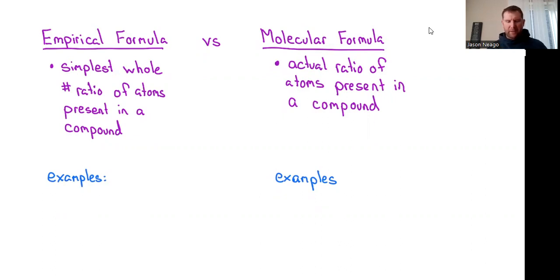So before we get into the calculation piece, let's just talk about definitions. An empirical formula is the simplest whole number ratio of atoms present in the compound, and a molecular formula is the actual ratio of atoms present in the compound. To help drive this point home, let's look at some examples.